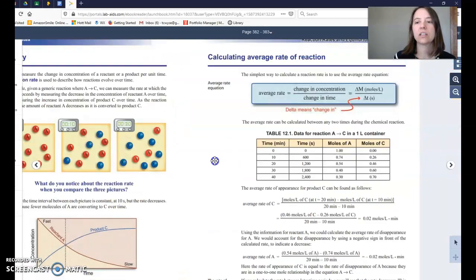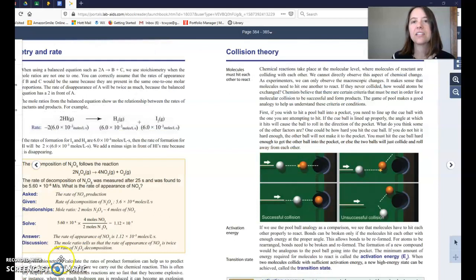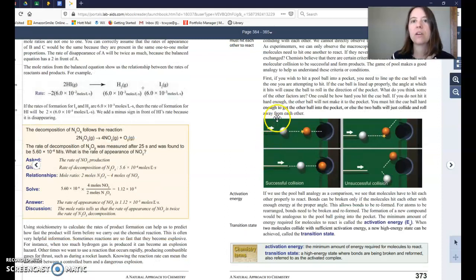So let's take a look at this equation. You don't have to write this down, but the rate is equal to the change in concentration in molarity over your change in time. Looking at the diagram on page 373, this shows a good example of the collision theory, which is that products have to be formed when the reactants hit together. And they do have to be hit at the right speed and in the right position.